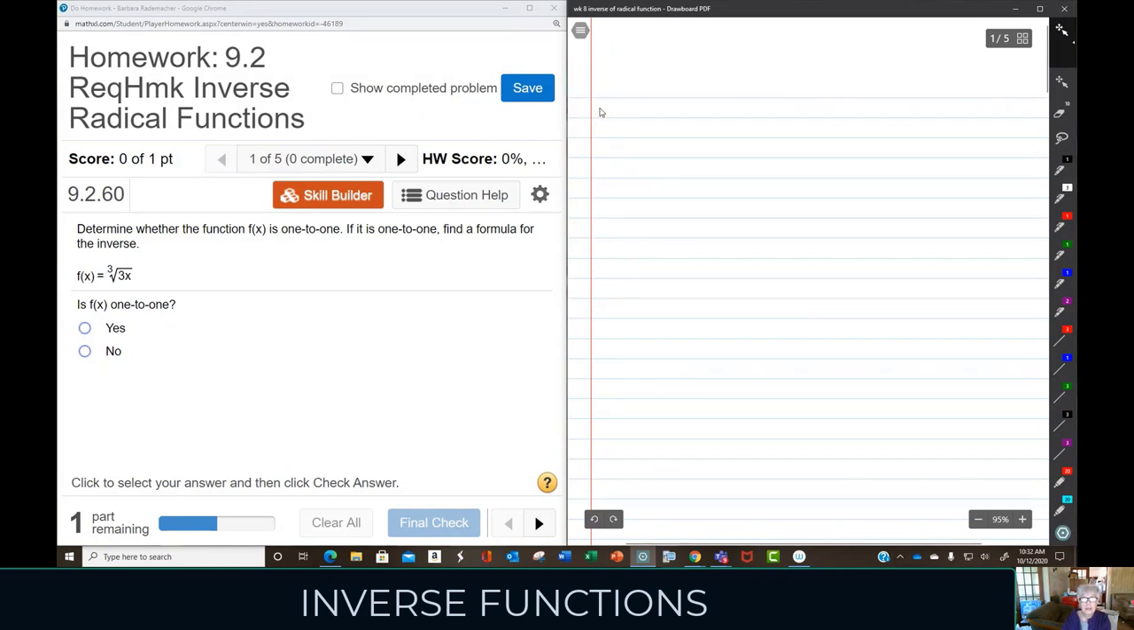Okay, so here's number one in your homework. Here we've got a radical function. F of x equals the cube root of 3x. Now what we need to do is find the inverse function. Remember, there are steps you follow to find an inverse of a function. And here it is. First, you change the f of x to y. Then you switch the letters.